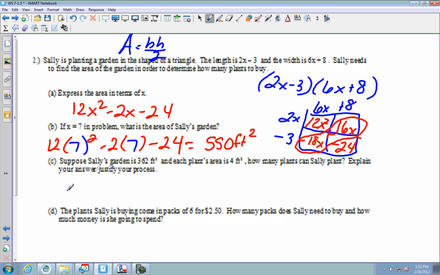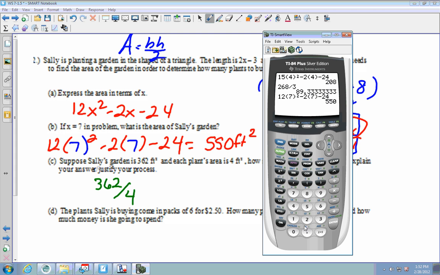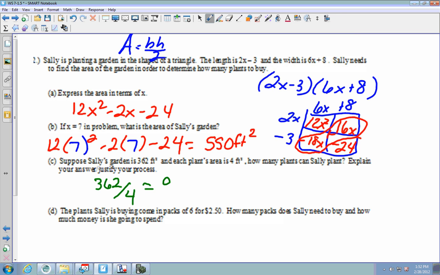The next one says, suppose Sally's garden is 362 feet squared and each plant is 4 feet squared. How many plants can Sally plant? 362 divided by 4. I get 90.5. Since we can't just plant half of a plant, we have to round it down, and it will be 90 plants.